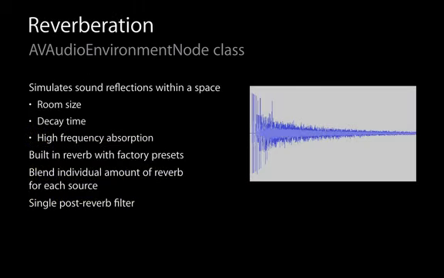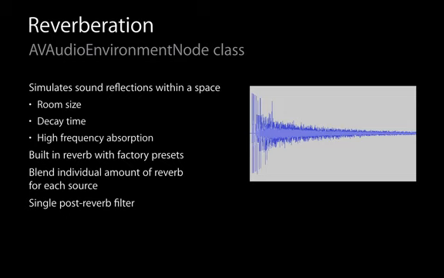Now, every environment also has reverberation, which is just a simulation of the sound reflections within that space. The environment node has a built-in reverb, and you can pick from a selection of factory presets. Once you pick the type of reverb you want to use, you can set a blend amount for each source. And that just affects the amount of each source that you'll hear in the reverb mix. So for some sources, you may want them to sound completely dry, so you set the blend amount to 0. And other sources, you may want to sound more ambient, so you can turn up the blend amount.